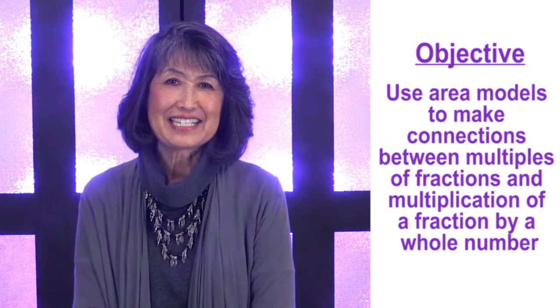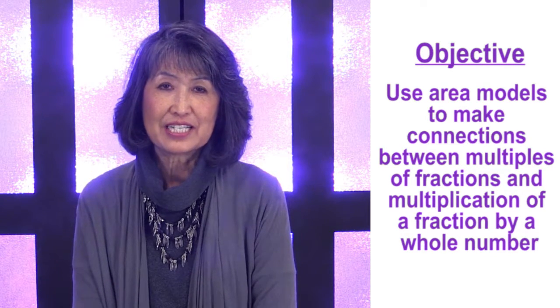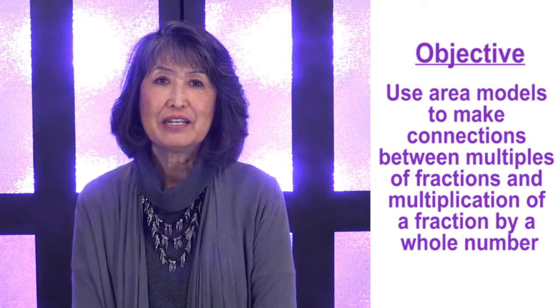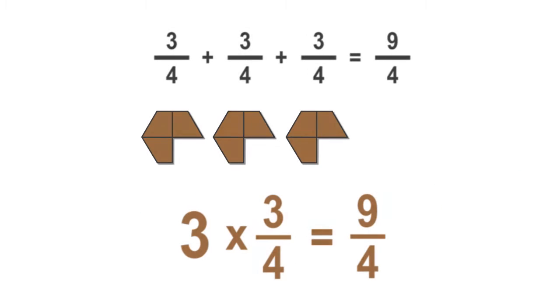The objective of this lesson is to use area models to make connections between multiples of fractions and multiplication of a fraction by a whole number. This lesson builds on a previous lesson where students used their knowledge of repeated addition to determine the answers to fraction multiplication equations. In this lesson, students will develop an understanding that the numerator is multiplied by the whole number with this total written over the denominator. This is not directly instructed, but gives students the opportunity to discern this pattern on their own.